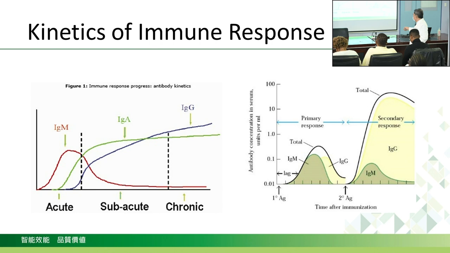prolong longer. So you see, at first exposure to the first antigen, IgM comes out and IgG comes out. After the second antigen boost, why do we need a boost? Why do you need a second vaccination? To boost quickly. IgM comes out, and in the second response IgG is high and prolonged, and more protective.